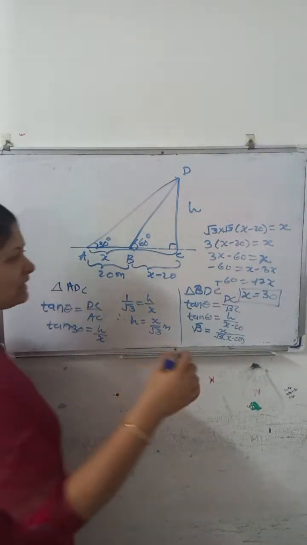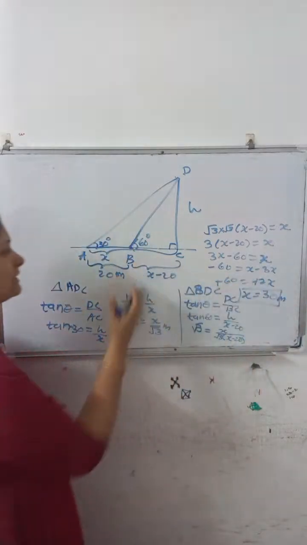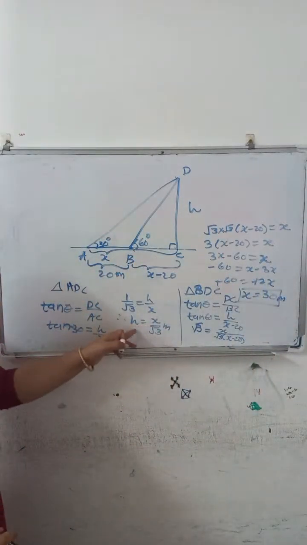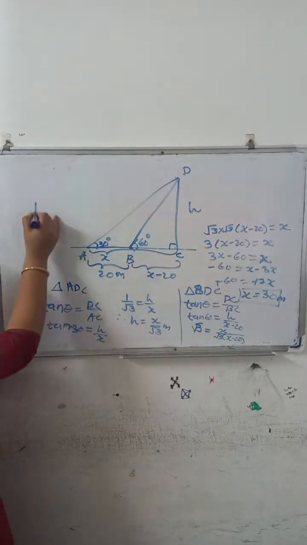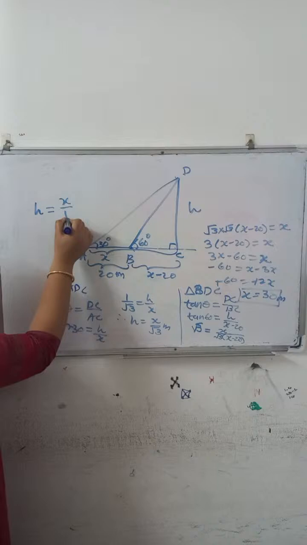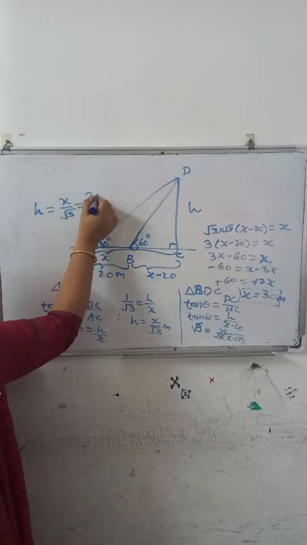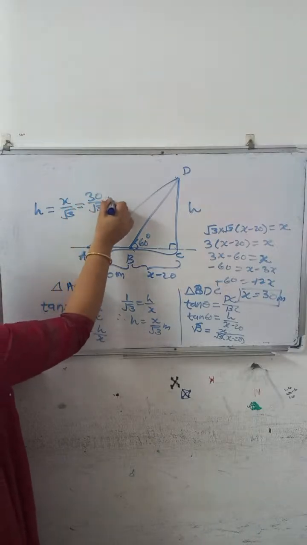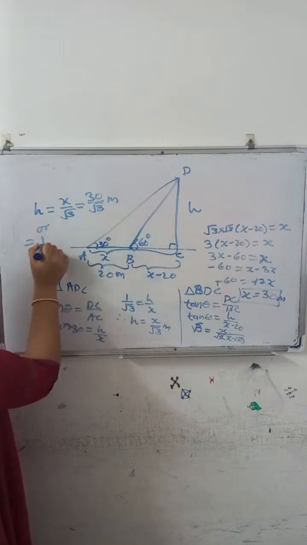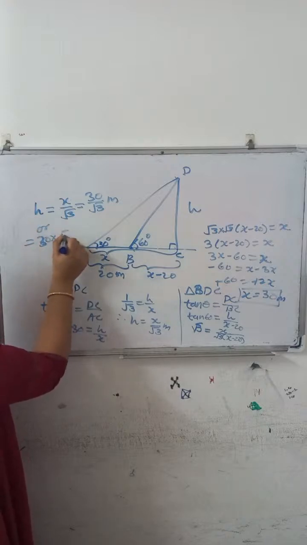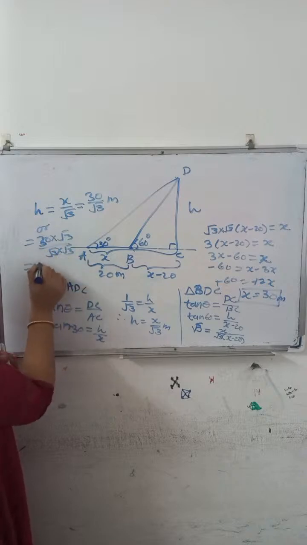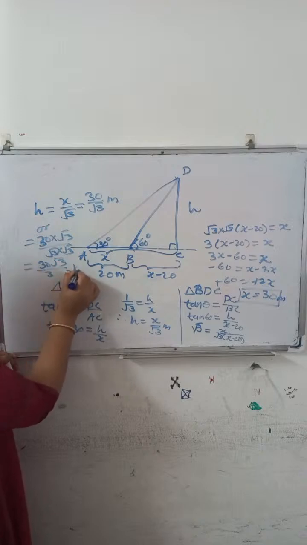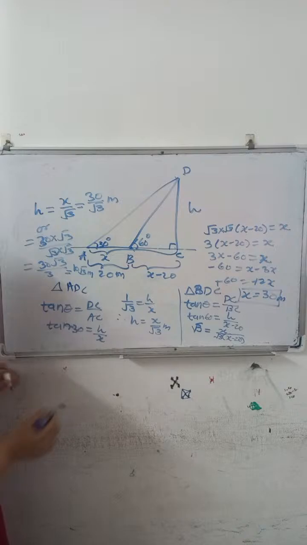But I am not interested in x. I am interested in the height. So once you get x equal to 30, substitute here. h is equal to x by root 3, so that is 30 by root 3 meter, or we can do the rationalization: 30 into root 3 upon root 3 into root 3. So here 30 root 3 divided by 3, that is 10 root 3 meter, which is the answer.